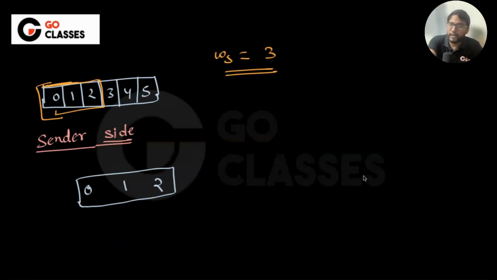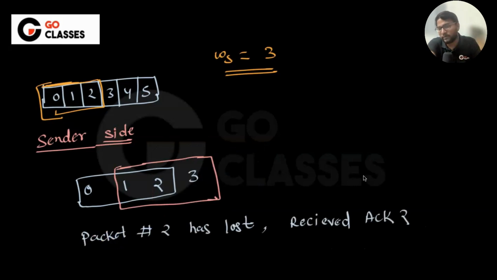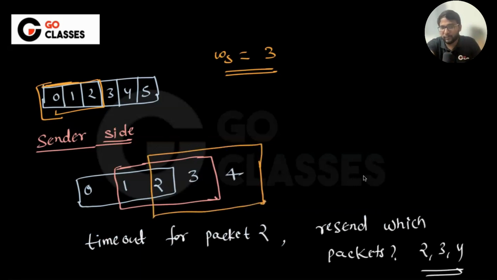So see, from here, if this ACK1 has been received, then you will say, okay, let me just shift the window and let me send this 3. Whatever is in the window, I will immediately send it. Now packet number 2 has been lost, and then let's suppose after some time you receive the ACK2, which means that the receiver is still expecting 2. So you will immediately slide the window and say, okay, I'm waiting for the acknowledgement for either 2, 3 or 4.